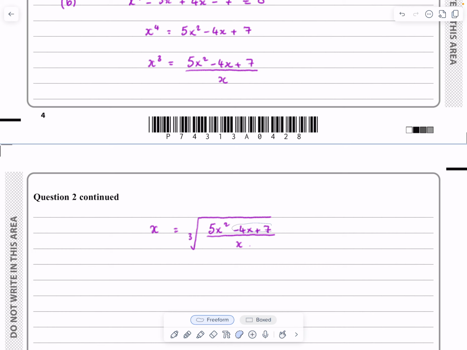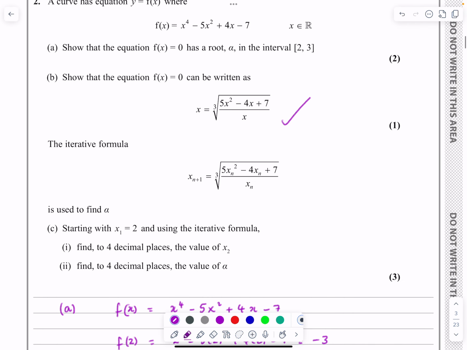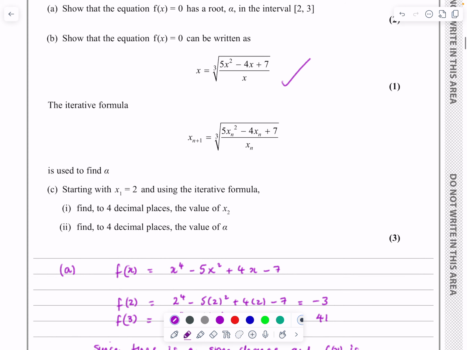Let's just tidy that up a little bit, move that over a bit. Okay, so we've managed to show that x can be written in the format as asked for there. Then for the next part, it says let's use the iterative formula. What are they asking us to do? Starting with x1 equals 2 and using the iterative formula, find to 4 decimal places the value of x2.